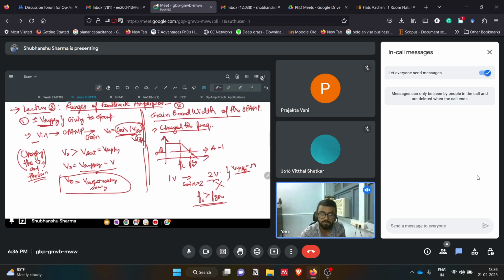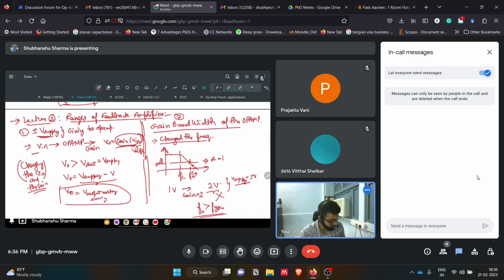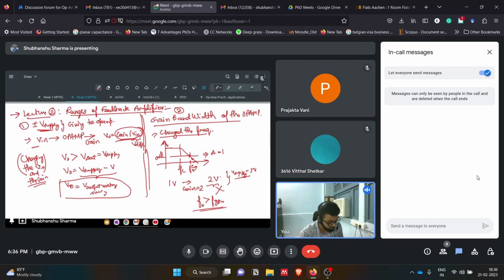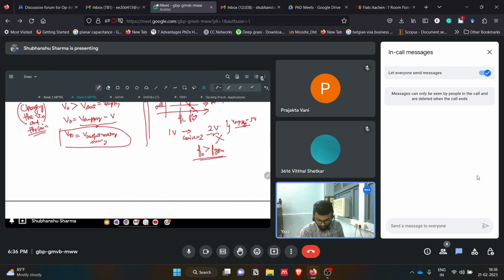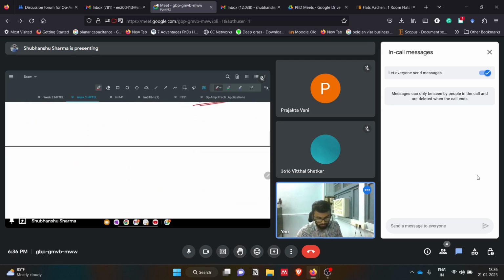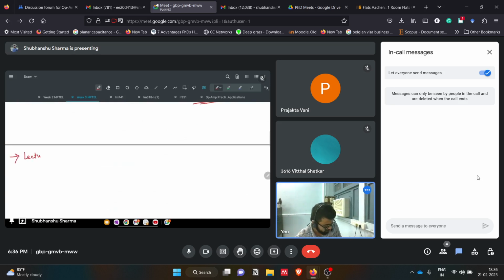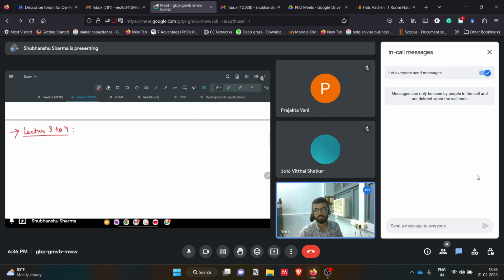When you are designing or working with practical circuits using op amps, you should consider the supply voltage and the gain bandwidth also. This bandwidth is really important. So this was in lecture 2. Then after that, we talked about oscillator circuits. From lecture 3 to 4, we talked about oscillators, and we will go through them one by one.